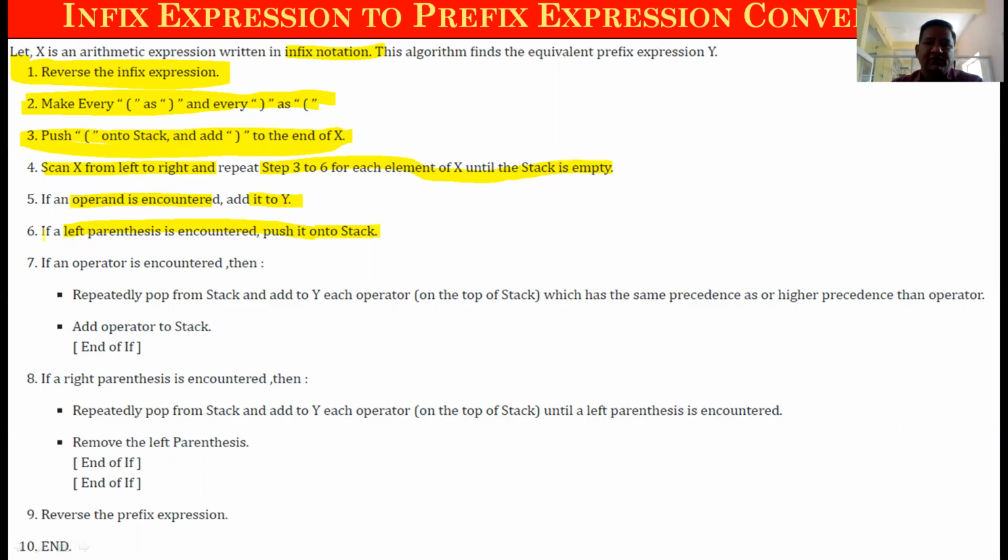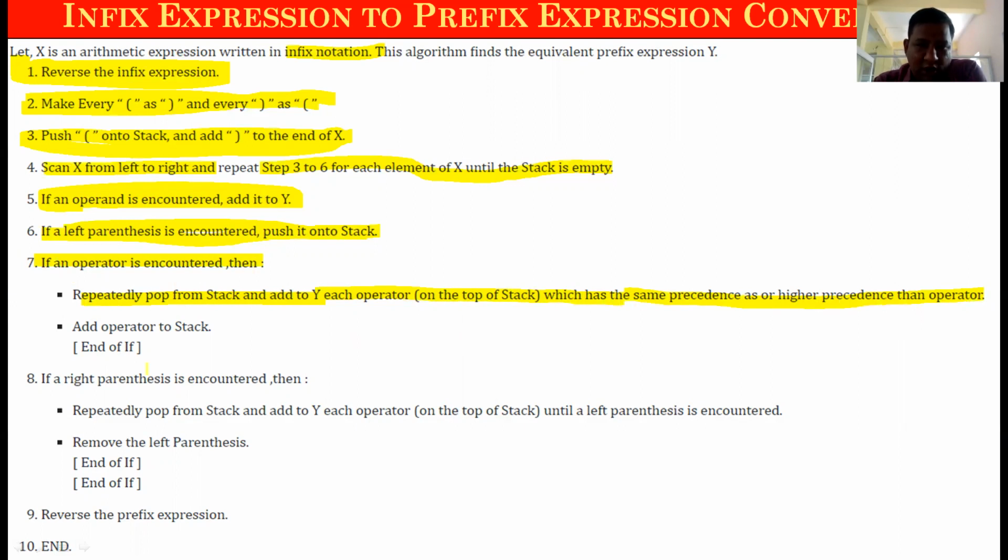And continuing with that, if a left parenthesis is encountered, you have to push it on the stack. If an operand is encountered, you have to add it to the equivalent prefix expression, which is represented by y. If an operator is encountered, then repeatedly pop from the top of the stack and add to y each operator on the stack which has the same or higher precedence than the operator currently on the top of the stack.